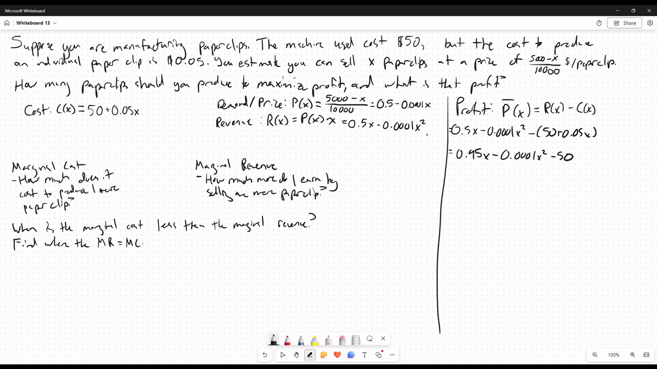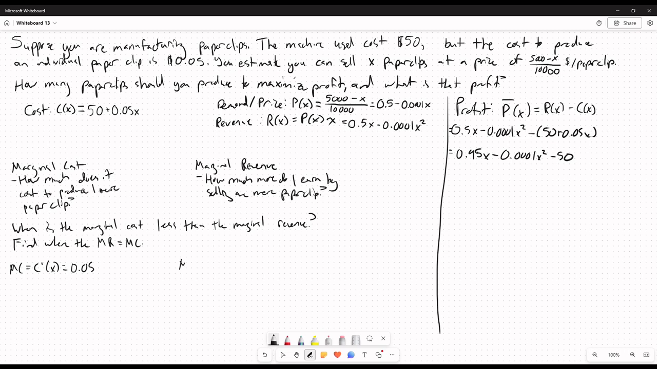So that's great, but what is the marginal cost and what is the marginal revenue? Well, what will be the units on these things? We're talking about the cost per paperclip, and we're talking about the earnings per paperclip. These things are actually going to be the derivatives of the cost and the revenue functions. So the marginal cost is just going to be the derivative of the cost function, which is 0.05. We actually knew that already from the context.